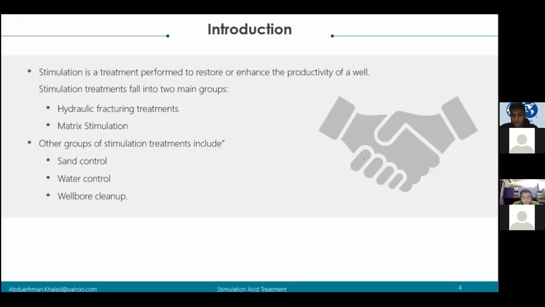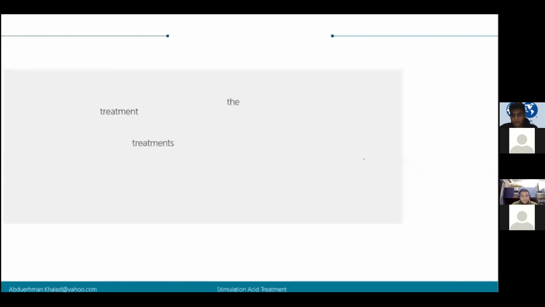And sometimes we just need to do a wellbore cleanup using, let's say, an acid wash. The acid wash doesn't go deeply into the formation, while it cleans the wellbore and removes any scale buildup preventing flow from the reservoir into the wellbore. So this is the general overview about stimulation and the main types of stimulation.